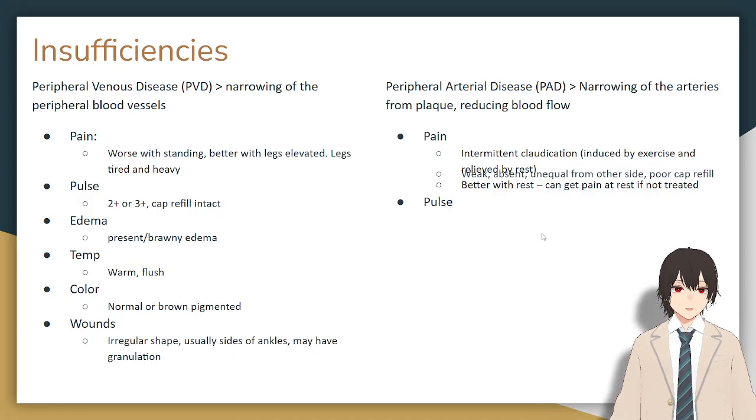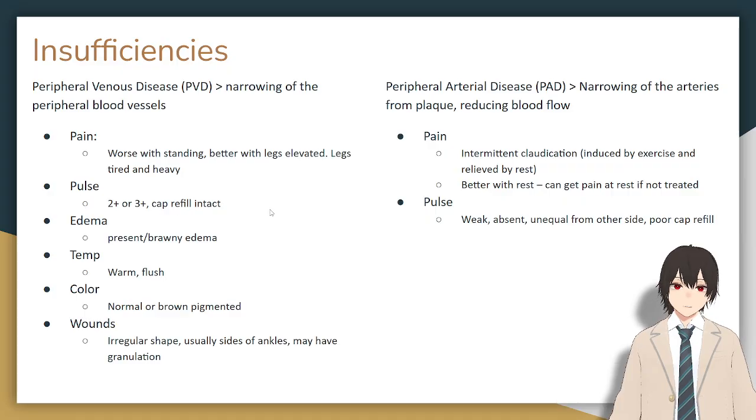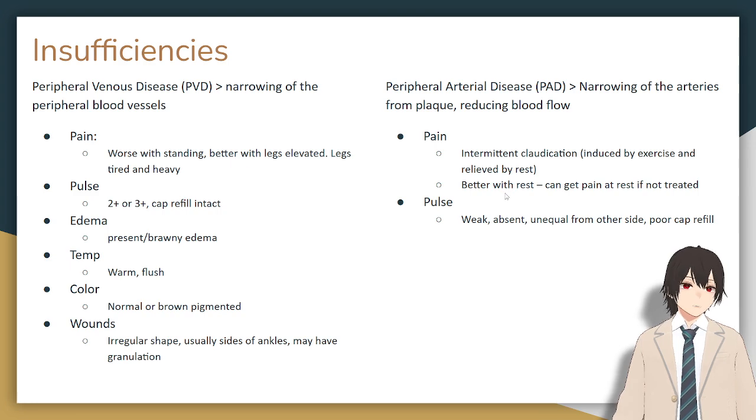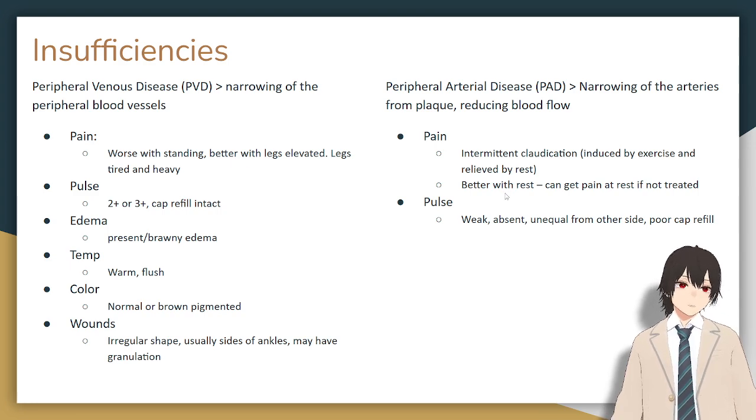Now, pulse-wise, it is usually weak, absent, unequal from the other side, and has poor capillary refill. This is different from PVD, right? Because like I said, with PVD, the blood can get to the legs, but it can't come home. With PAD, the blood can't even get to the legs. It can't even get there, right? It's not even going to the toes. So that's why you're not going to have really good cap refill.